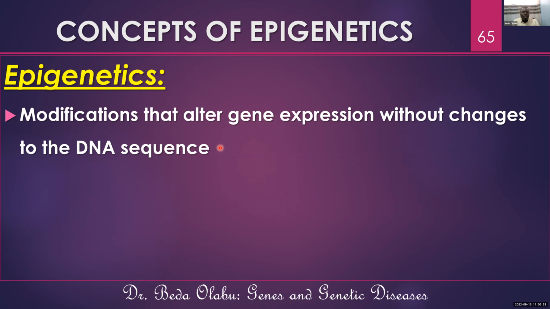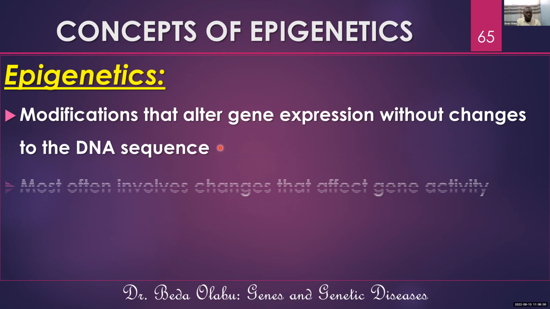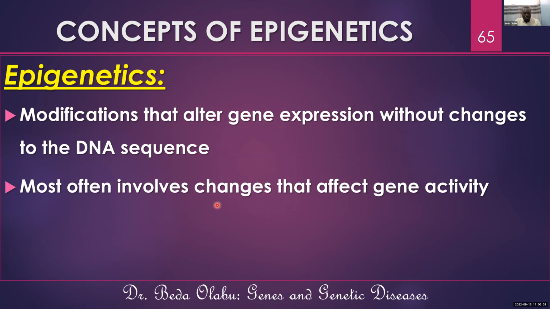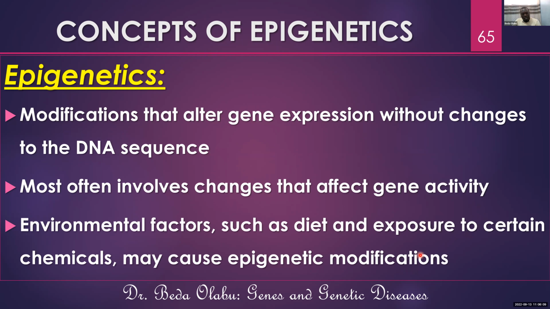When we talk of gene expression, we simply mean protein synthesis. So the gene is not available, or it's more available for formation of a particular protein. It alters the expression. It can either suppress or overexpress itself. Those are epigenetics. There are alterations, modifications that make a gene express itself more or less. Most often, this will involve changes that affect the activity, as I've said. So there are several environmental factors that can actually lead to epigenetics.